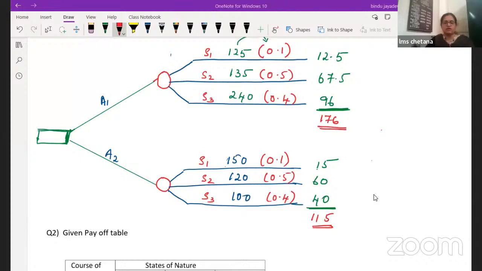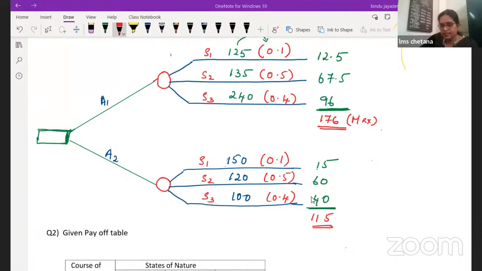Everything you have completed except one thing. What you are going to do now? See here, 176 and 115. Which is the maximum value? This is the maximum. Write it here. Okay. Correct. Now, the last sentence: in the class when I taught you, I always use the same sentence to repeat. We need to find which is the best action. That means which course of action is a good one. That is A1 or A2.